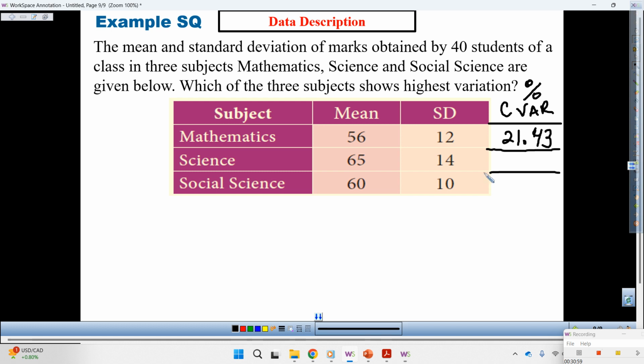Mitos, what did you get for science? 21 point what? 53. All right, hands, have you got that? Looks about right. And the last one, pass on one, Mitos. 16.16%. Looks about right. So, out of all of those, which one has the most variation? Yeah, science. And which one is the most stable? Stable, that is correct. Send that in, please.